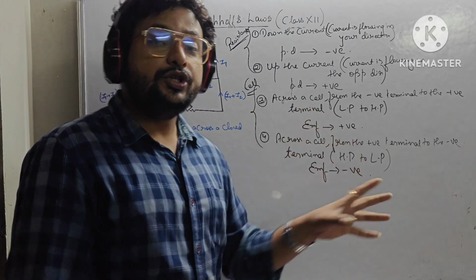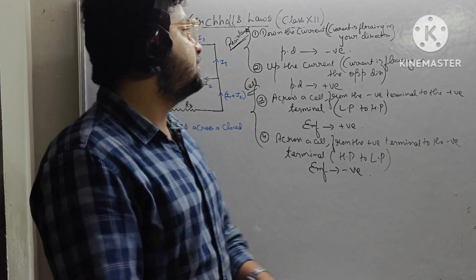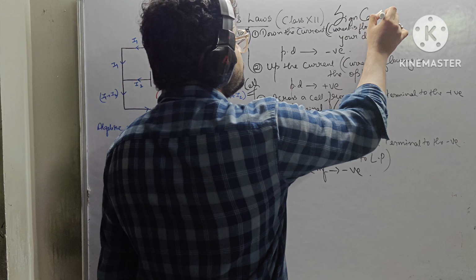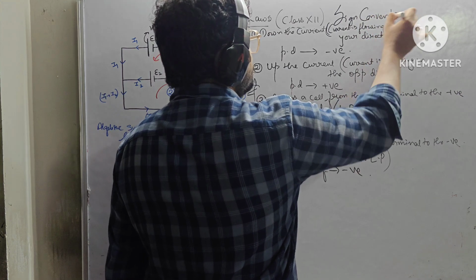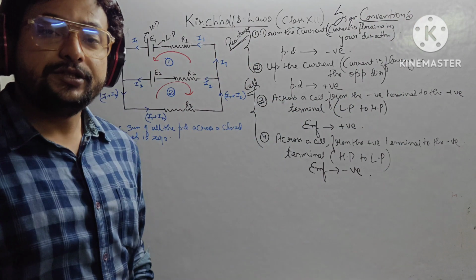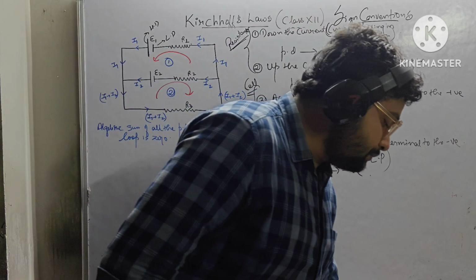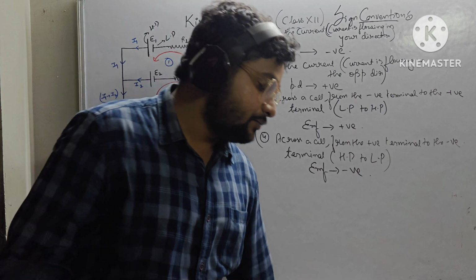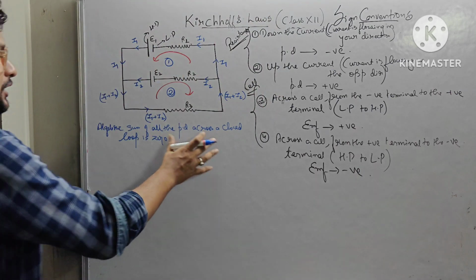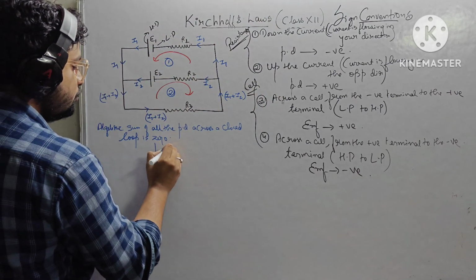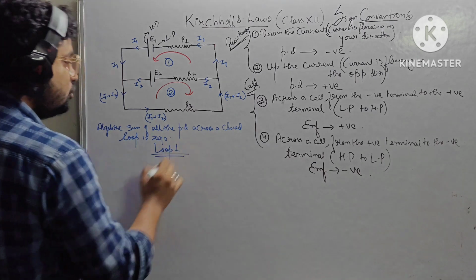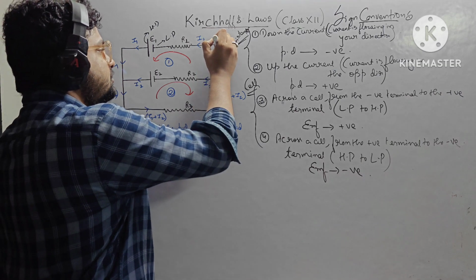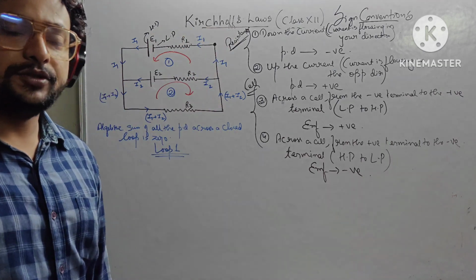Now when we know these 4 points, these are the sign conventions. Once you know these sign conventions, we can start. Remember students, as I told you, you cannot change your direction. Remember your starting point. So first we are going to take loop 1. We are taking loop 1. Now suppose this is your starting point.